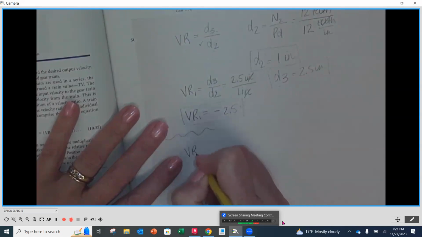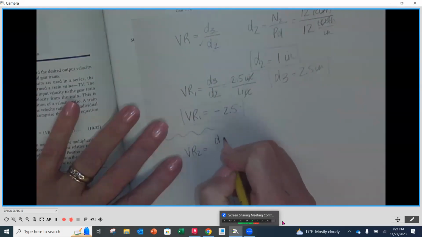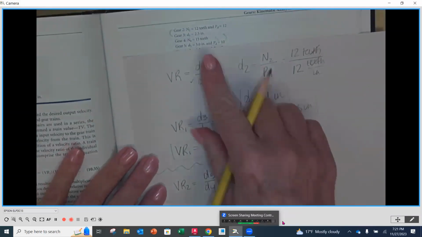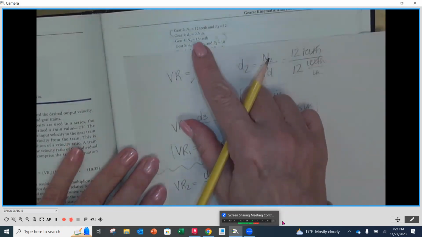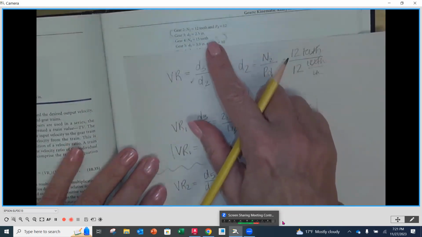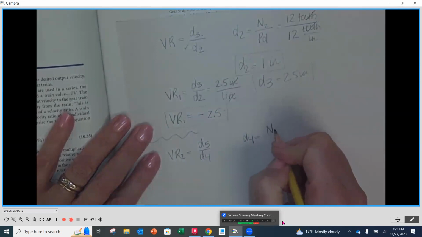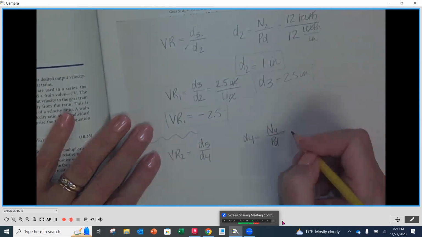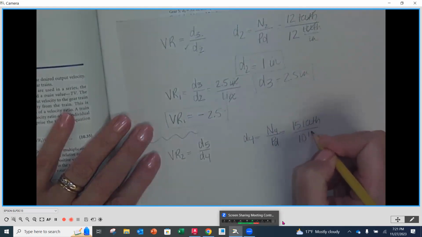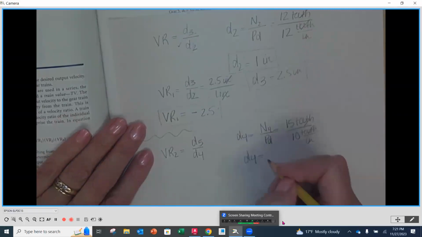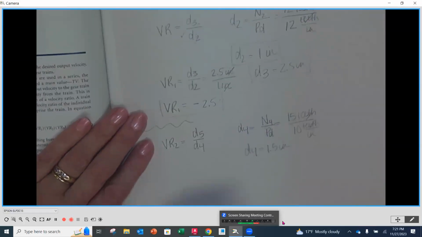So here our velocity ratio number 2 is going to be D5 divided by D4. In the problem, we are given D5 as 3 inches. So we need to calculate D4 using the same diametral pitch and the 15 teeth. So D4 is going to be equal to the number of teeth on gear 4 divided by the diametral pitch. So we're going to have 15 teeth divided by 10 teeth per inch. Okay. So D4 is going to be 1.5 inches.